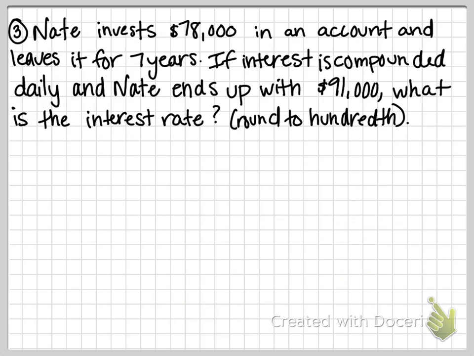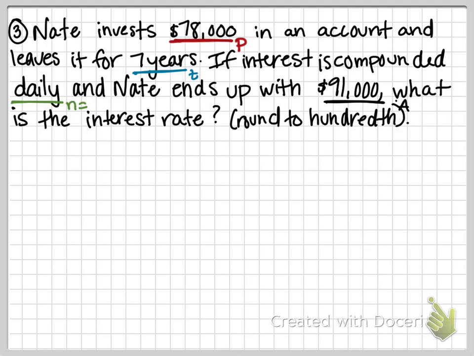$78,000 in an account and leaves it for 7 years. If interest is compounded daily and he ends up with $91,000, what is the interest rate? So we're solving for R. Here's what we have. We have the principal. That's what he started with. We have what he ends with. We also have time. And they said it's compounded every day.